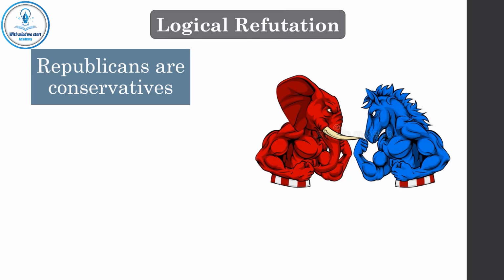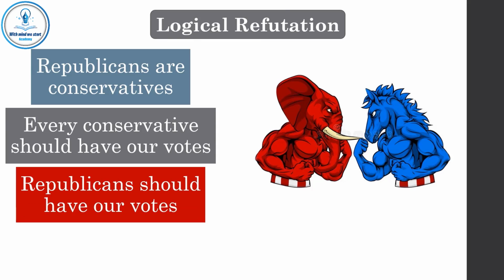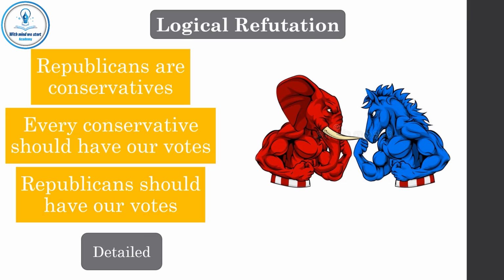Another example. Someone may say that Republicans are conservatives. Every conservative should have our votes, so Republicans should have our votes. You may attack the first premise and provide evidence that proves that Republicans are not conservatives. You may attack the second premise and provide evidence that proves that not every conservative should have our votes. This is called a detailed refutation. You may attack the conclusion without attacking the premises. This is called an overall refutation.